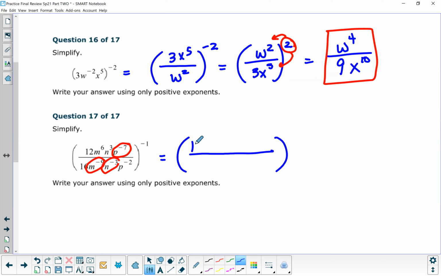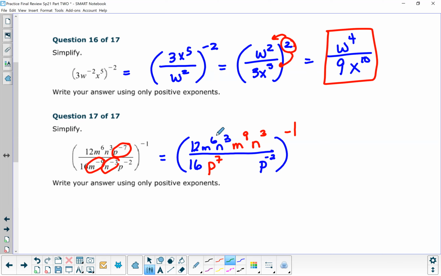So I have 12 m to the 6, n cubed, the 16 in the denominator, and p to the negative 2 in the denominator. I'm not going to do anything with those, but I'm taking the reciprocal of p to the negative 7 in the numerator, so that's p to the 7th in the denominator. M to the negative 9 in the denominator gives me m to the 9th in the numerator. N to the negative 3 in the denominator gives me n cubed in the numerator now. And I still have that negative 1 outside of parentheses, which I'll worry about later.